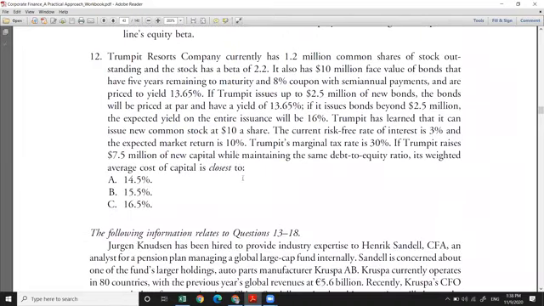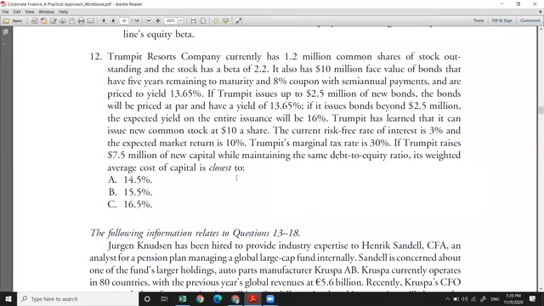Okay, question 12. The Trumpet Resort Company currently has 1.12 million common shares of stock outstanding, and the stock has a beta of 2.2. It also has 10 million of face value of bonds that have 5 years remaining maturity and an 8% coupon with semi-annual payments, priced at a yield of 13.65%.